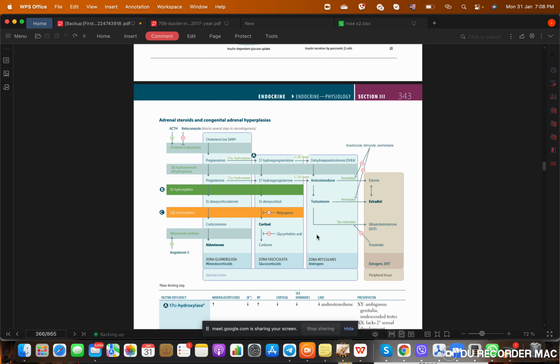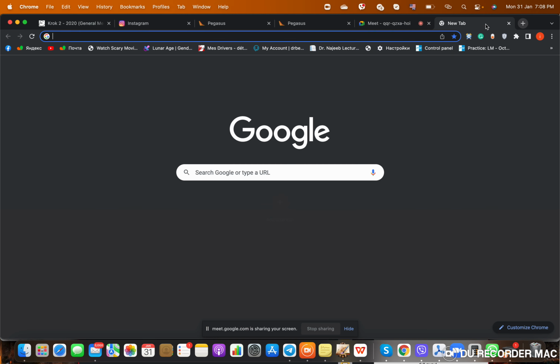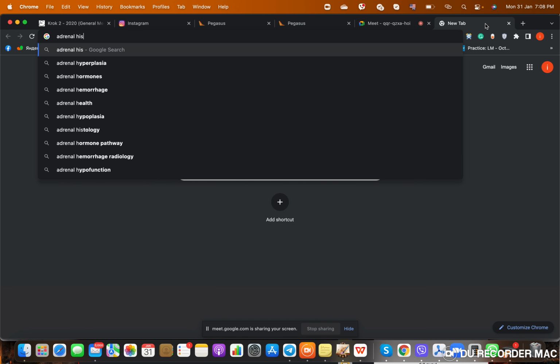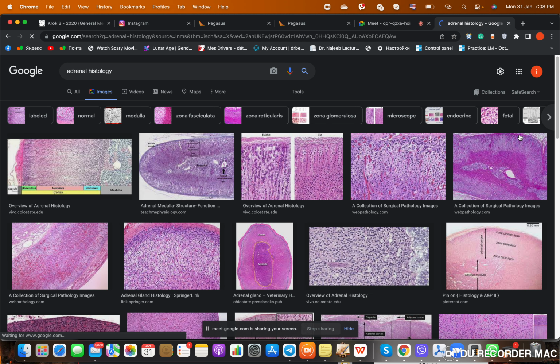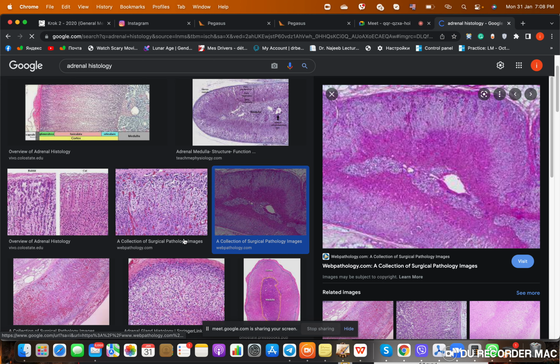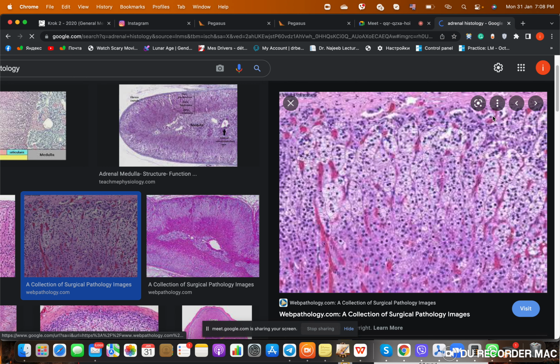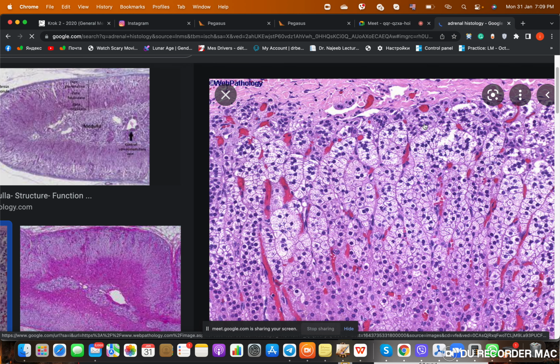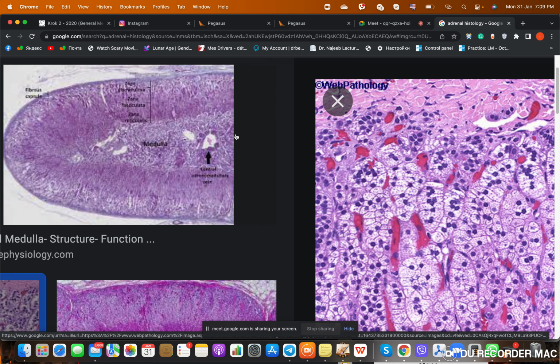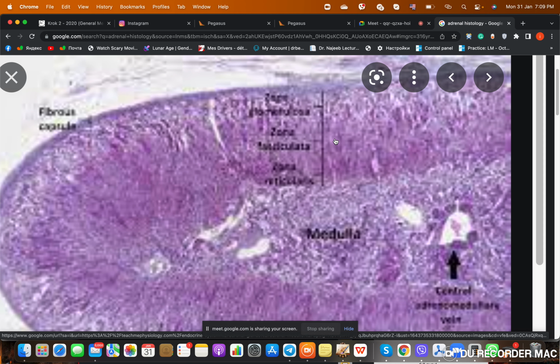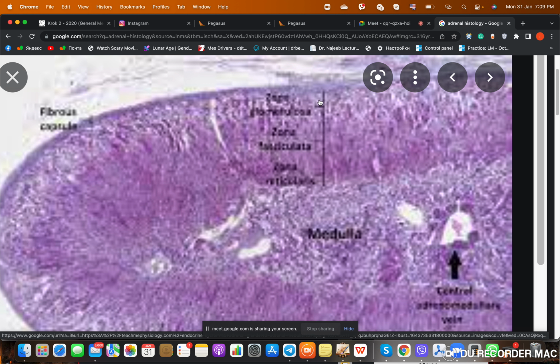Okay, so why do we call it glomerulosa? Why do we call the fasciculata fasciculata? Why do we call reticularis reticularis? The glomerulosa in histology, I'll just show you an adrenal histology really quick. It has a glomeruli-like structure in the glomerulosa layer. Okay, so you can see in the uppermost portion, this structure, they saw it and they were like, oh, it looks like a glomerulus somehow. And they decided to call it the glomerulosa.